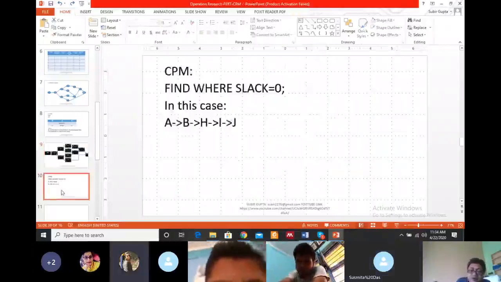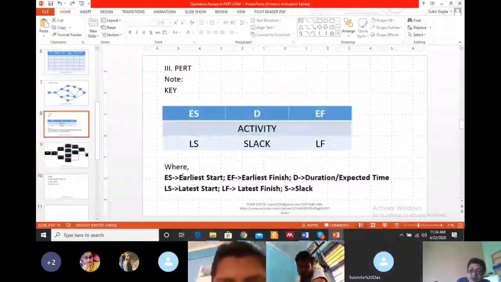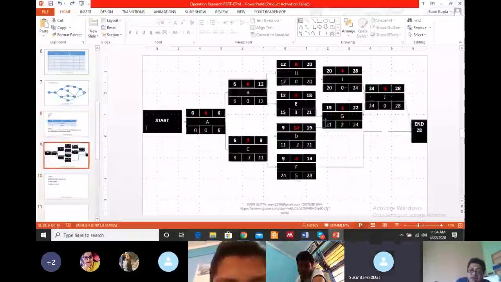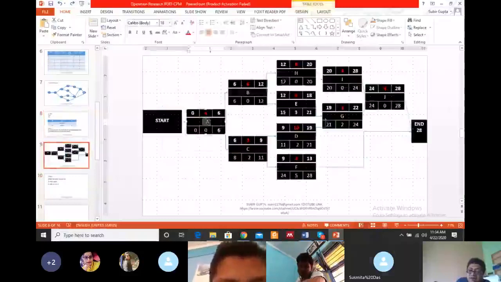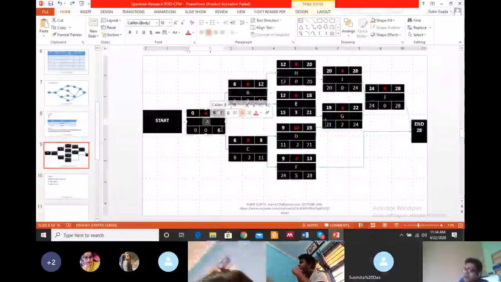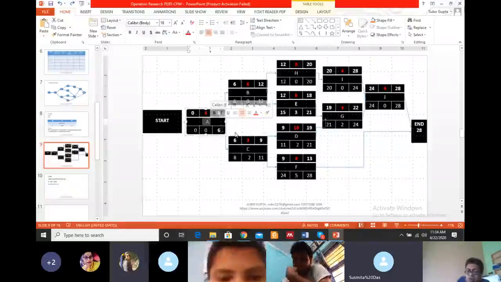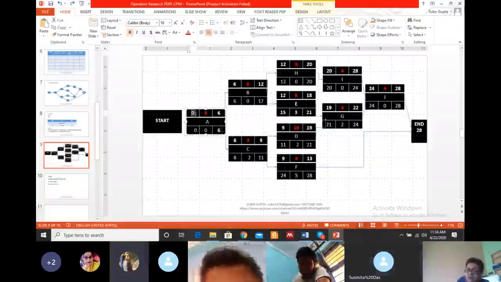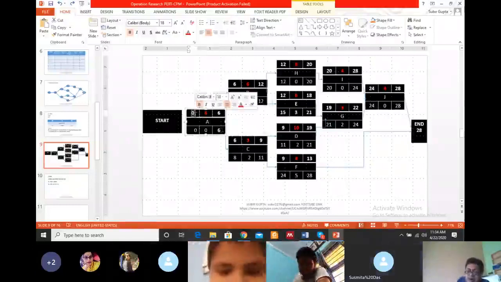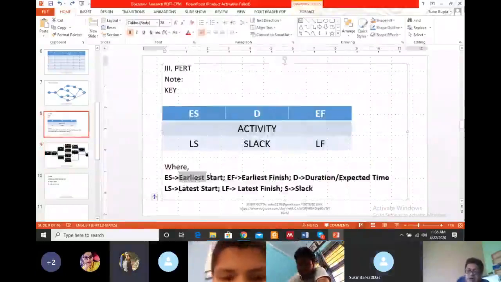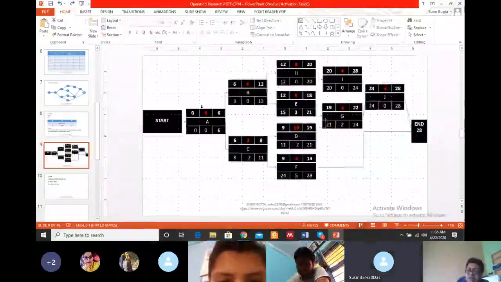Now we are concerned with finding the earliest start. Now tell me, activity A, when can we start activity A? At time 0, because it is the first activity. So we write down the 0 here. ES means earliest start. Earliest start means when we can start the activity A, that is at time 0. Okay, everybody?